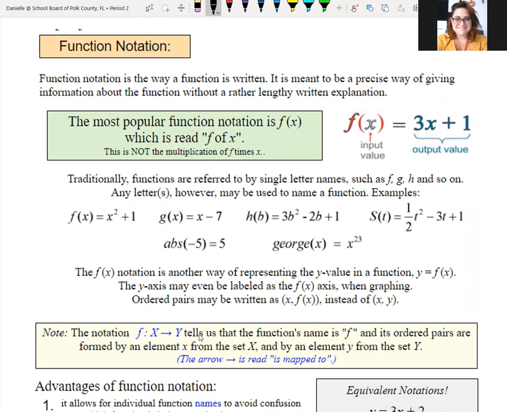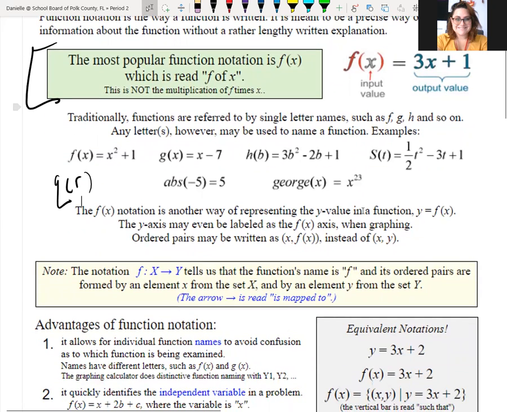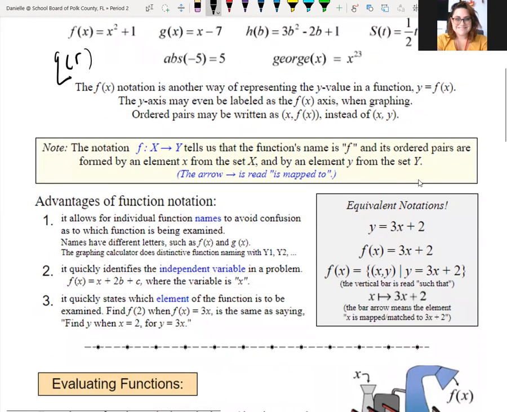The most popular is to use f parentheses x, which reads as f of x. So we would call that f of x, where x is our input value and the equation would be considered our output. Traditionally, functions are referred to by single letter names such as f, g, h. You can use any letter, however, so notice f, g, h, s. We could say q of x. We don't also have to use x, so we could say q of r. That part doesn't really matter. Again, the ones that we typically try to avoid would be the letters O, I and E. Typically, we don't use those as variables.